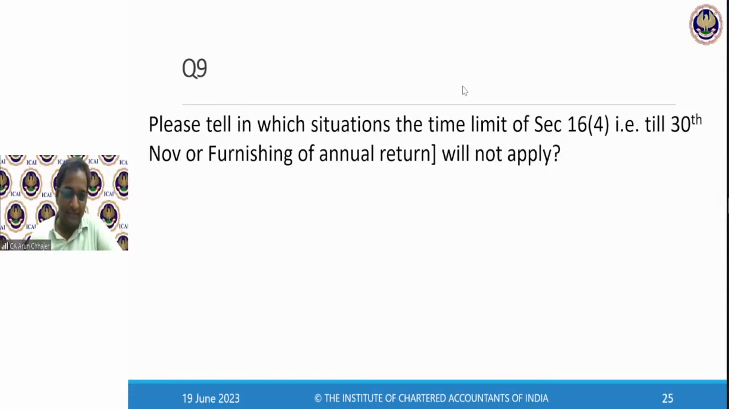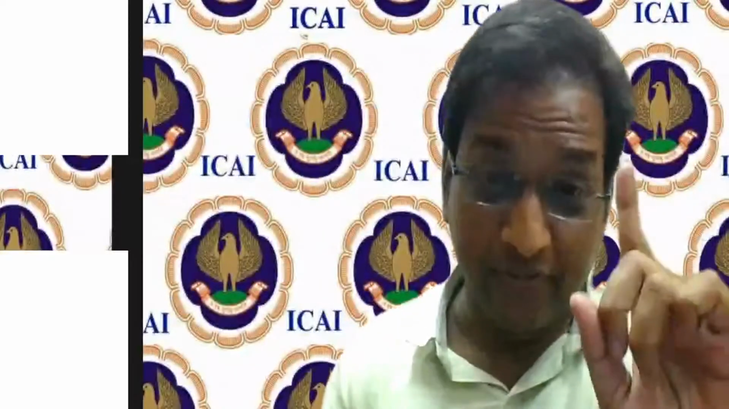So fine. The right answer is: for the ITC as per the concept of 180 days, if you are reclaiming, then the time limit of 16(4) will not apply. It is open-ended. Whenever you want, you can claim that ITC.